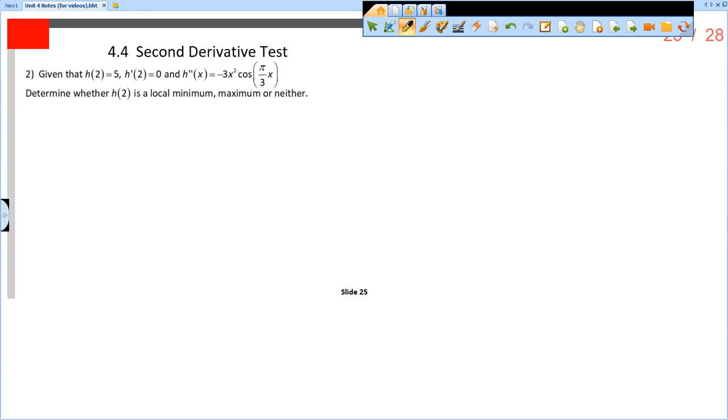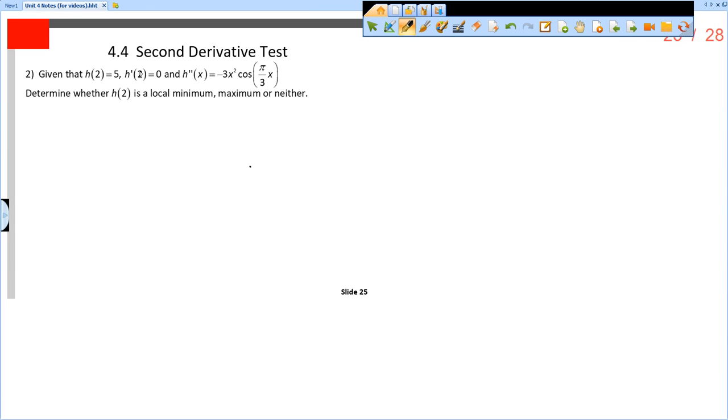All right, it says given that h of 2 is 5, h prime of 2 is 0, and h double prime of x is negative 3x squared times cosine of pi over 3x. Determine whether h of 2 is a local minimum, maximum, or neither. All right, and so we are using the second derivative test here.